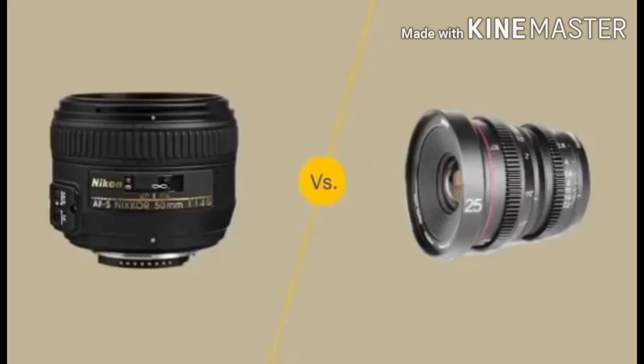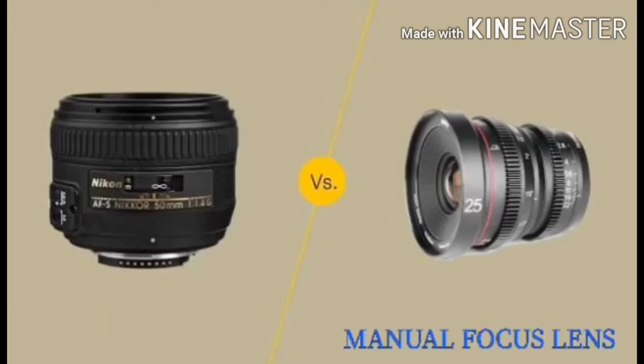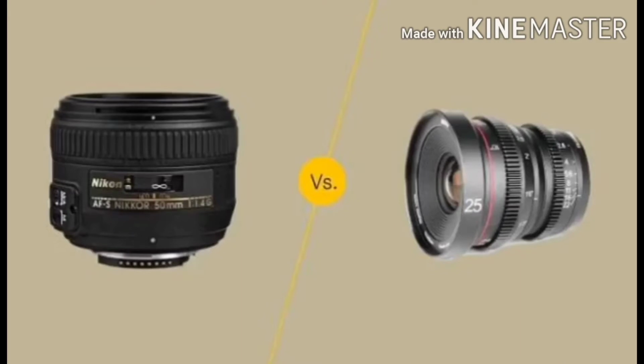In terms of focus, there are two types of lenses sold today. We have the autofocus lens and the manual focus lens. In an autofocus lens, the photographer doesn't have to do anything, and in a manual focus lens, the photographer must adjust the lens focus by hand.